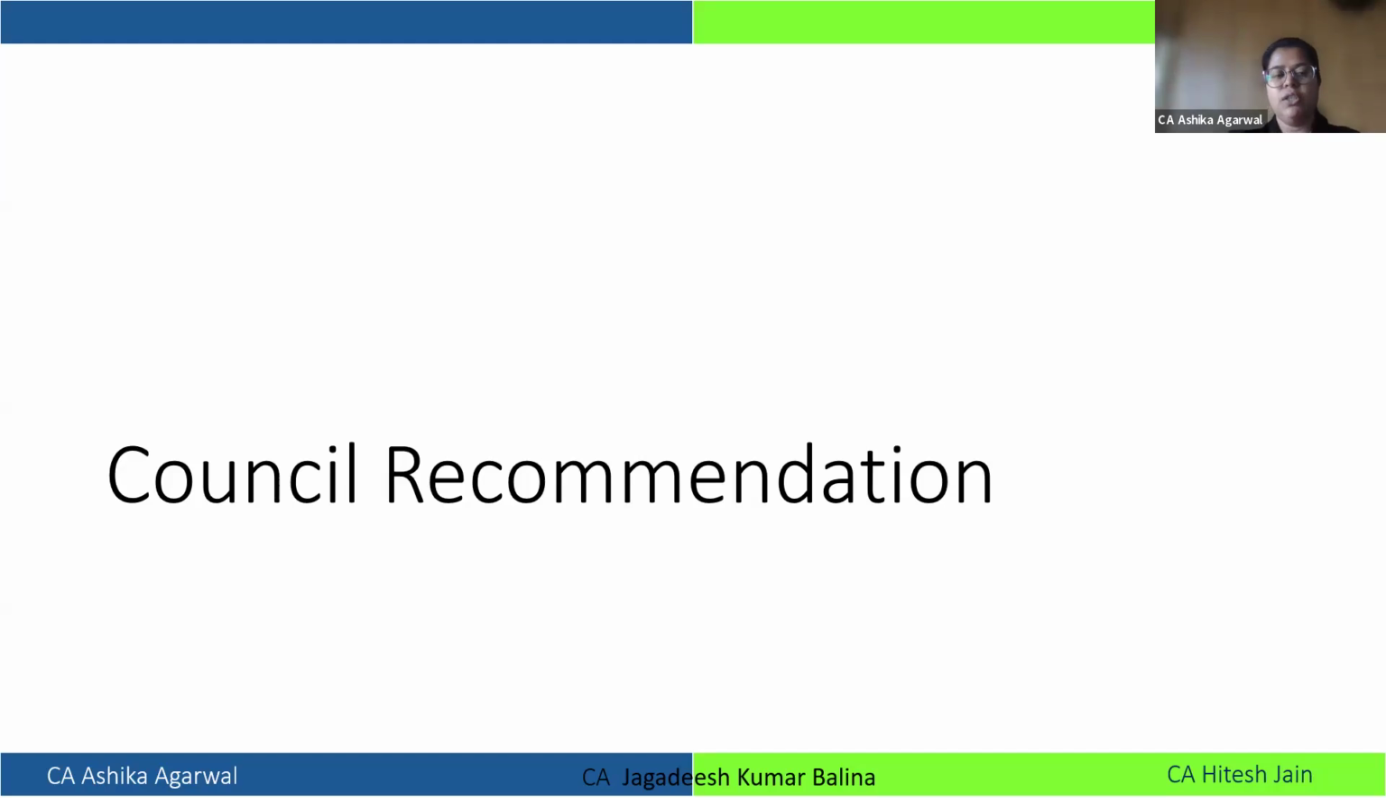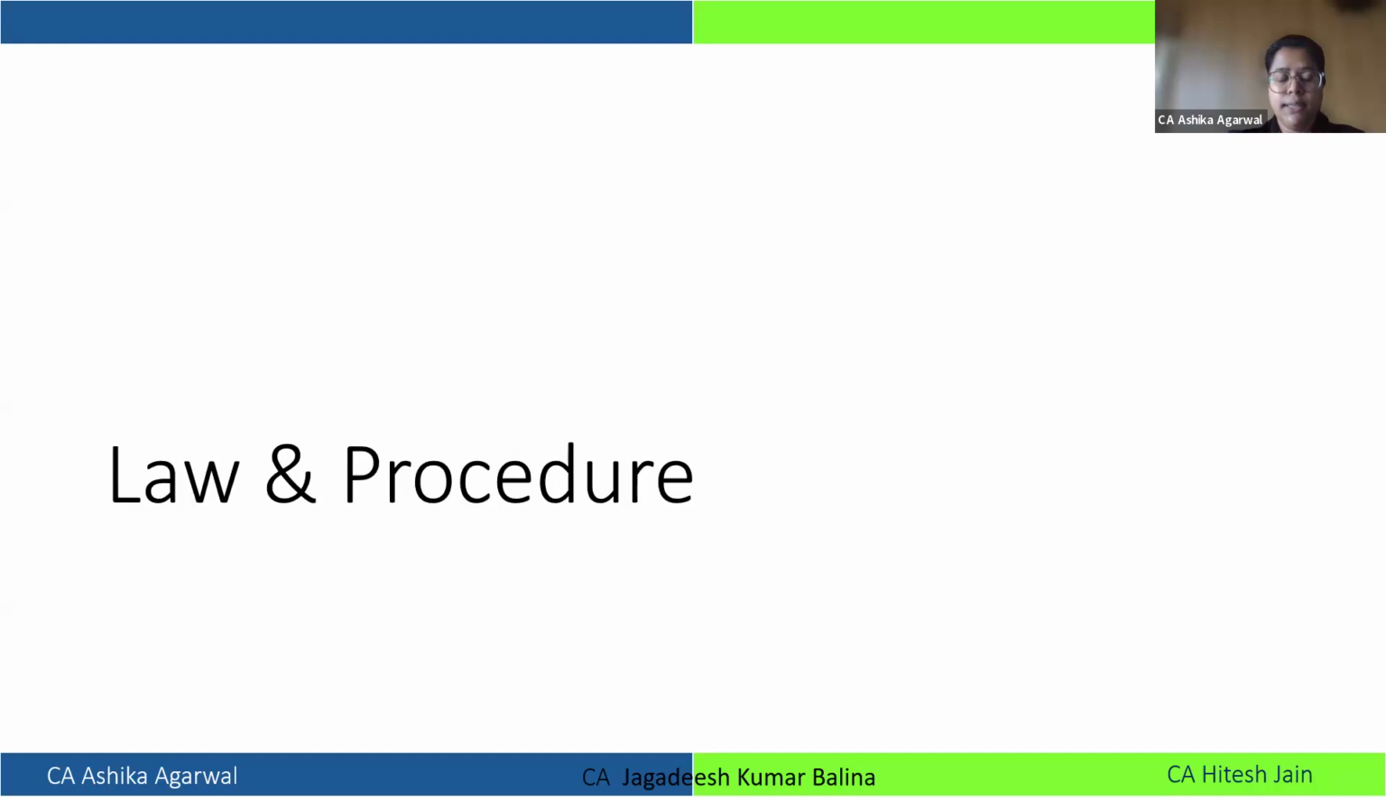These were the clarification issues. Now coming to the council recommendations. These are the recommendations which have been made but still not implemented. The notification has not been notified yet. But as per the press release, it is going to be made applicable from 1st April 2025.